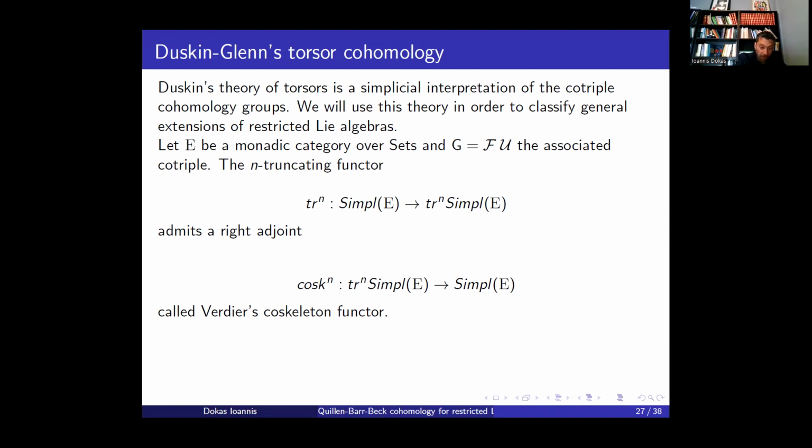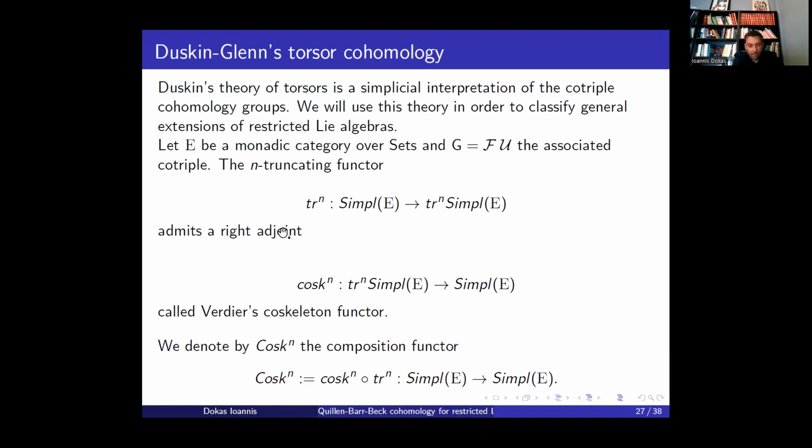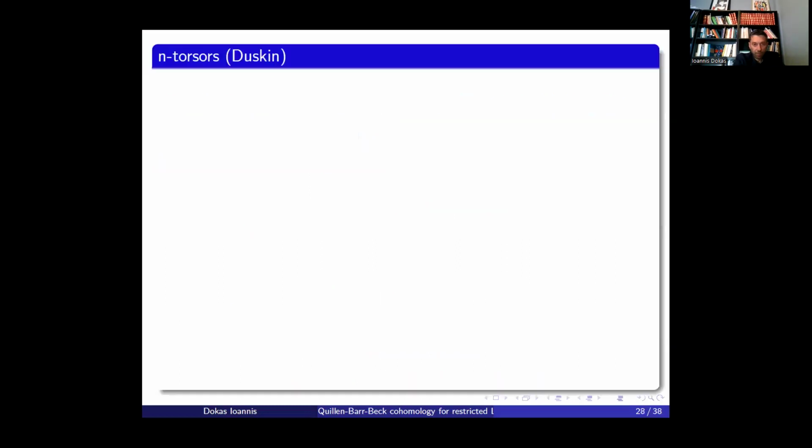Next, I will denote by this capital C the composition of these two functors, and we get a functor from simplicial objects of E to simplicial objects of E. First, we truncate, and then we construct a simplicial object with the coskeleton functor. So, if we have these definitions in mind, I can give the definition of the n-torsor, without giving much detail, but okay.